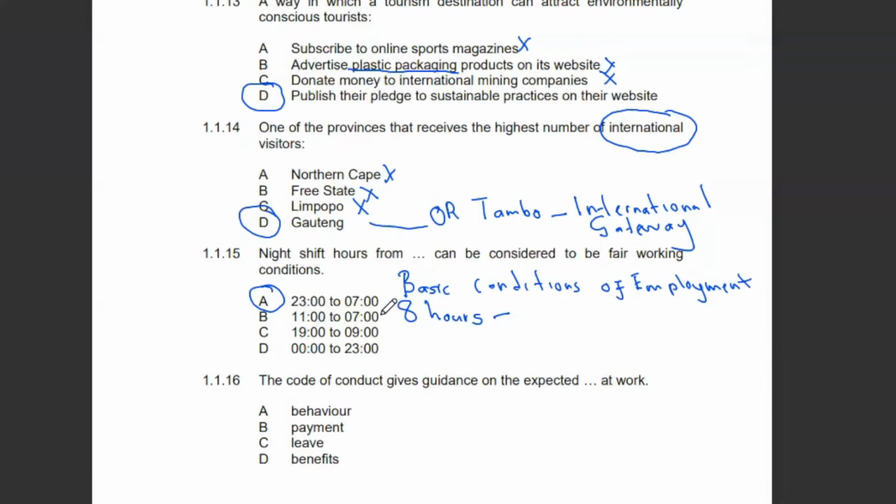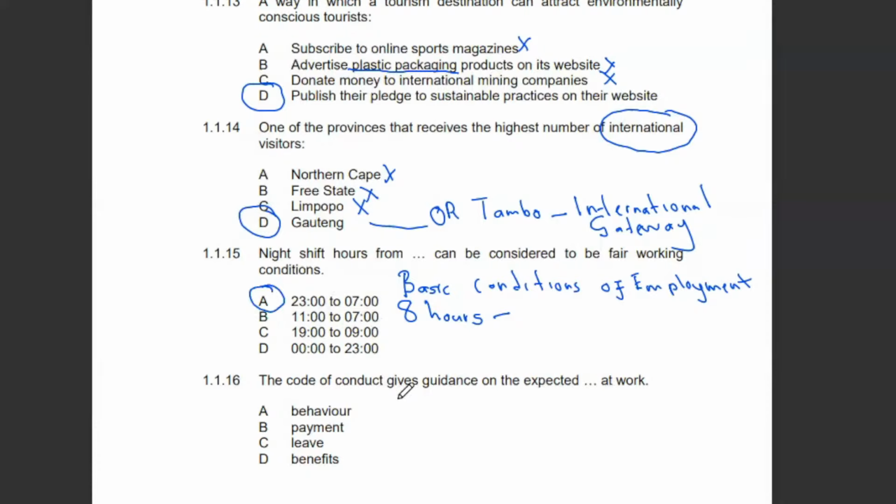From 11 a.m. up to 7 a.m. the following day. If you look at these hours, they are actually too much. They go beyond the required 8 hours, because one would start from 11 a.m. and then knock off at 7 p.m. the following day, which is way too much. It goes beyond the prescribed number of hours under the Basic Conditions of Employment Act.